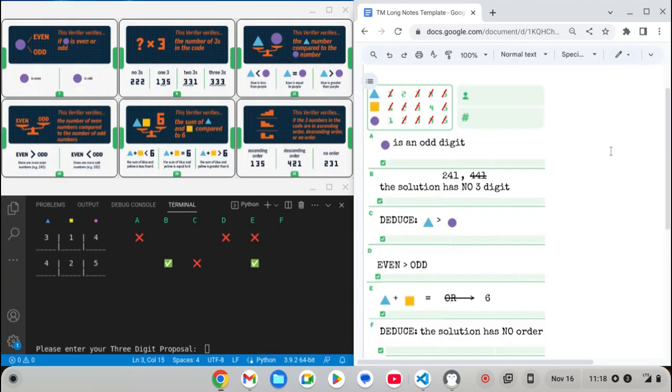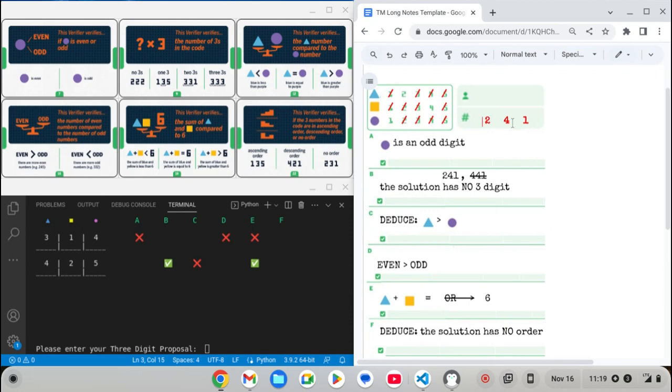And let's do a quick review of 2, 4, 1. Is the last digit odd? Yes, it's 1. The solution should have no 3s. It doesn't have any. We've deduced that the first should be greater than the last. Yeah, 2 is greater than 1. There are more evens. There are. And the sum of the first 2 is 6. It sure is. And we did deduce no order.